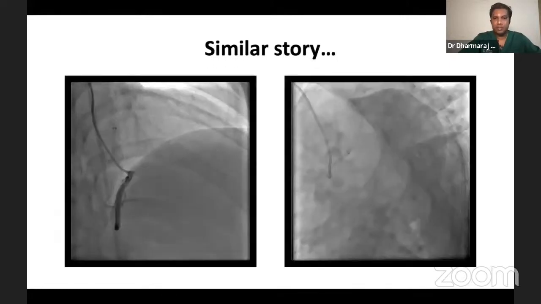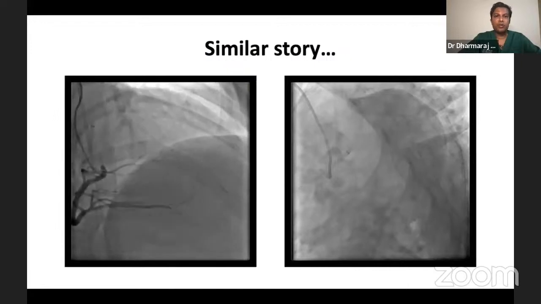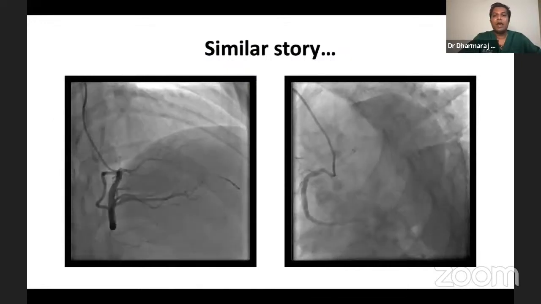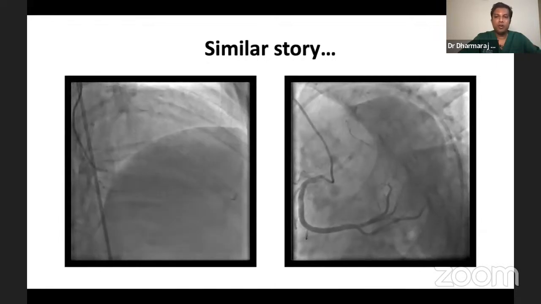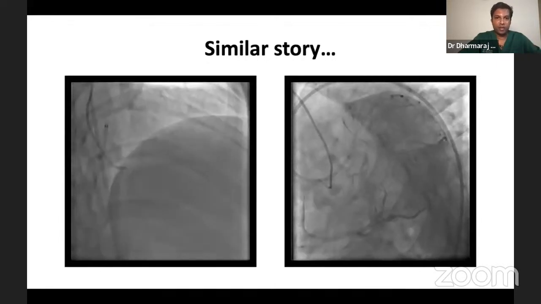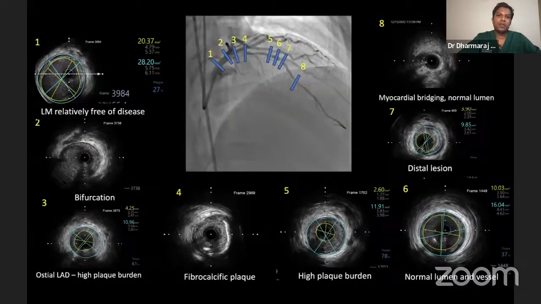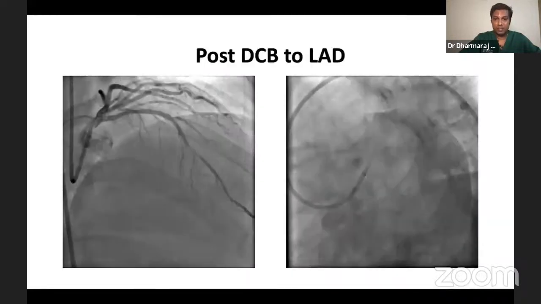So for those who are skeptical of this, there's a similar story of another CTO that I did. And in this patient, it was a trifurcation with a near ostium CTO with a very large left main. So the IVUS showed the same thing, a myocardial bridging distally, and with no clear landing zone for a stent because it is diffusely diseased up to the ostium, you may only have to land in the left main. Landing at the ostium is a very tall order of ask. So we did a DCB for this case as well.